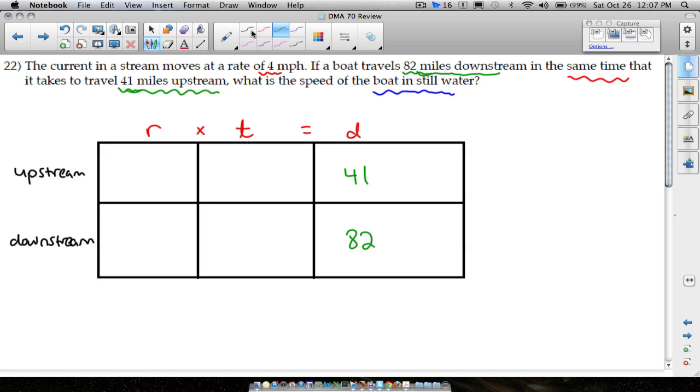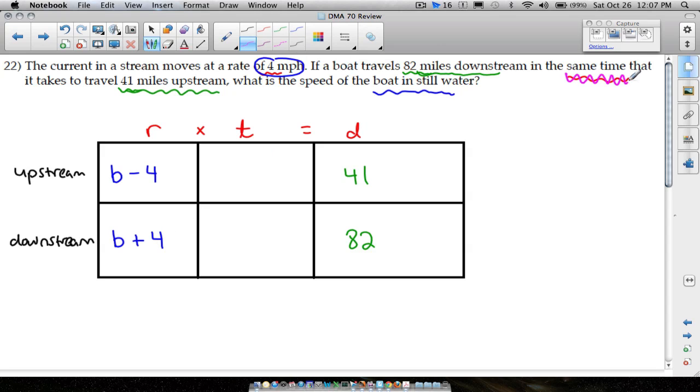Here's what I mean. We're trying to find the boat speed in still water. So that's part of the rate. If we're going upstream, the water's pushing against us. So we're going to subtract 4 because the rate of the water is 4 miles per hour. So we have the boat speed, subtract 4 from that. That's going to be our rate or our speed going upstream. Whereas if we're going downstream, we have our boat speed plus the water is pushing us, so we're going 4 miles per hour faster.